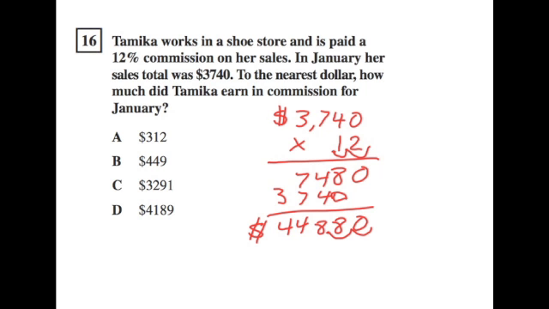Oh, that's what I forgot to do. How many times does that happen to you? So to the nearest dollar. So that means that I can round this up to the nearest dollar. Since 80 cents is almost $1, I'm going to make this $449. And that means my answer is B.